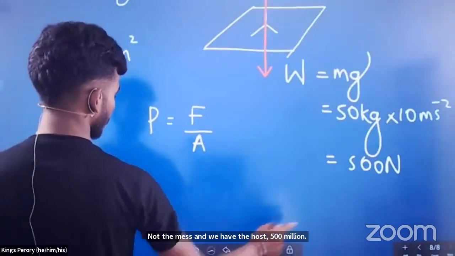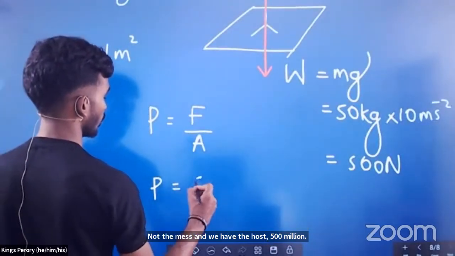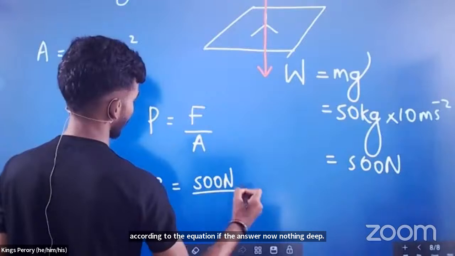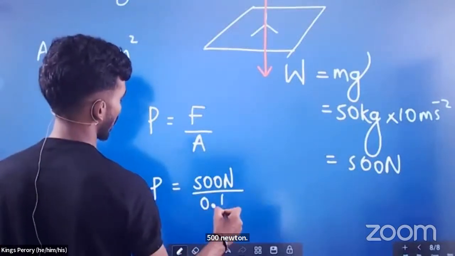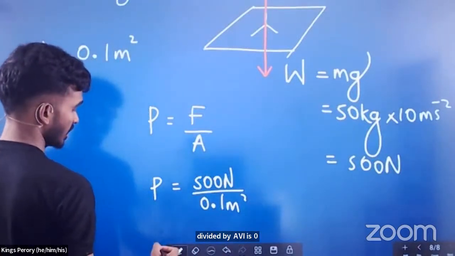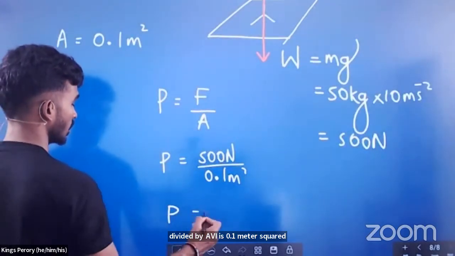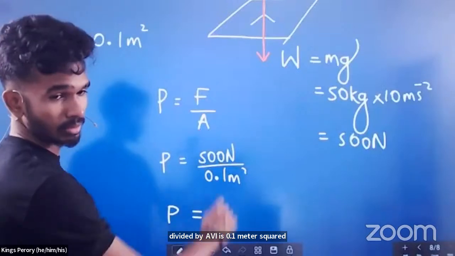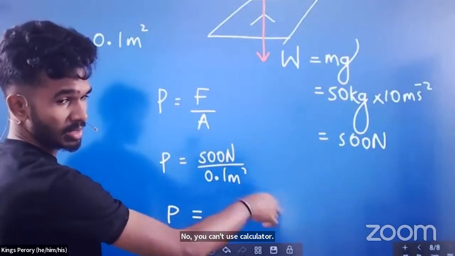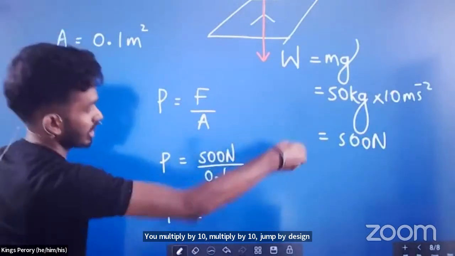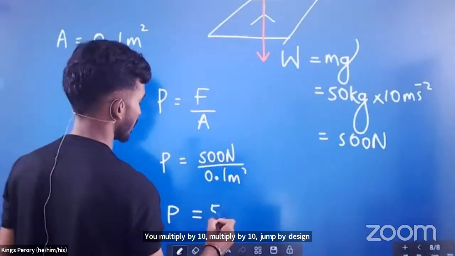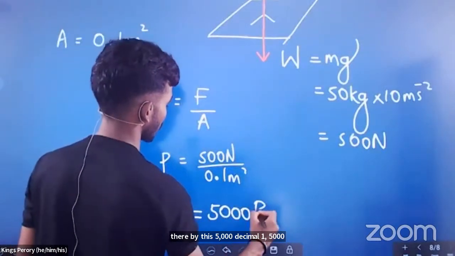Now nothing big. Pressure is equal to force, 500 Newton, divided by area, 0.1 meter square. Again, jump the decimal. You can't ignore the maths part, you can't use a calculator, just jump a decimal. Multiply by 10, multiply by 10, jump a decimal. 5000 divided by 1 is 5000. 5000 Pascal.